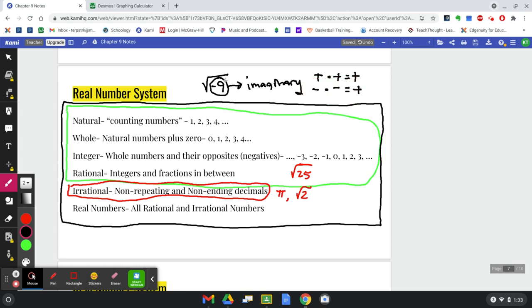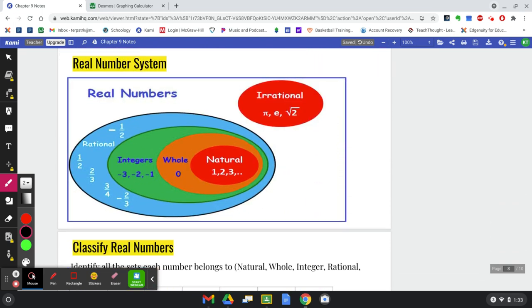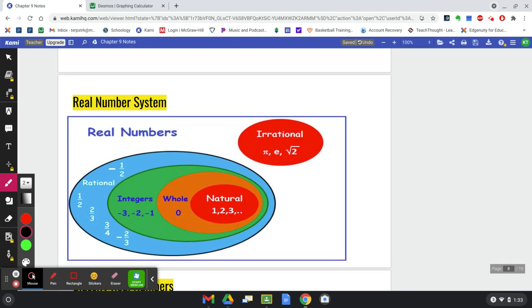So when I have that root with the negative under there, it's not real. There's no real solution to that, right? It's an imaginary thing. So that would be an example of a number that's not real. Okay, we're not studying those. We're looking at these number sets. So let's look at the real number system.